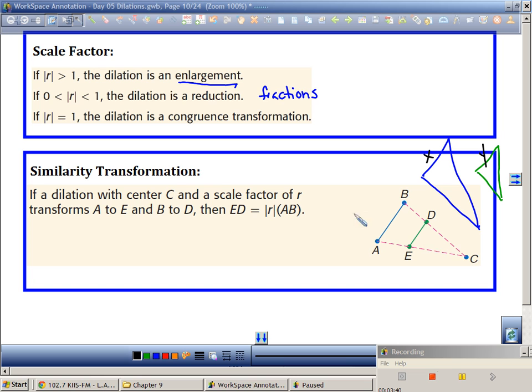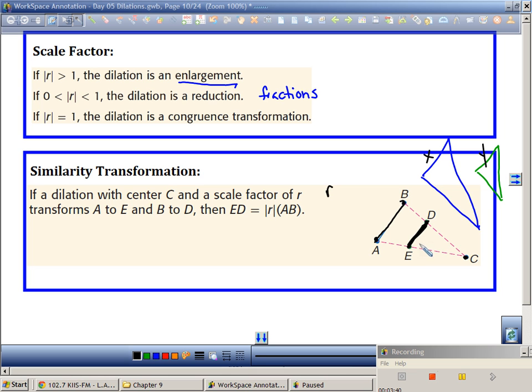If a dilation with center C, so here's the center, and a scale factor R transforms A to B. So here's the preimage, A to B. If this distance right here is reduced to this distance here, and the same thing on this side, we can also say that this line is reduced by the same scale factor. Does that make sense?